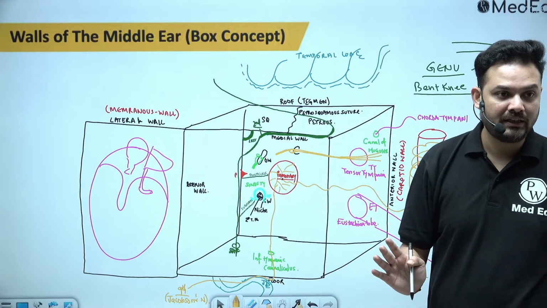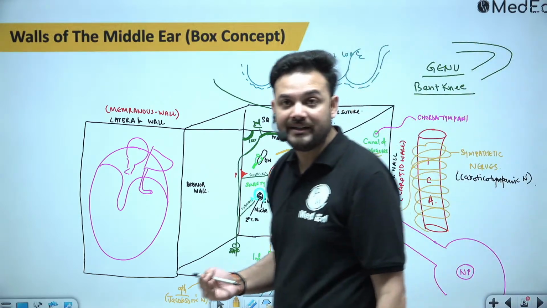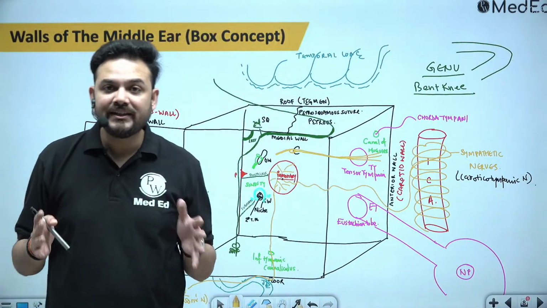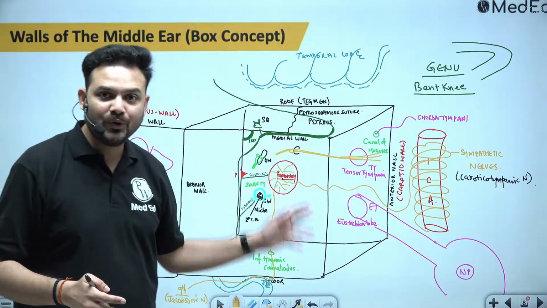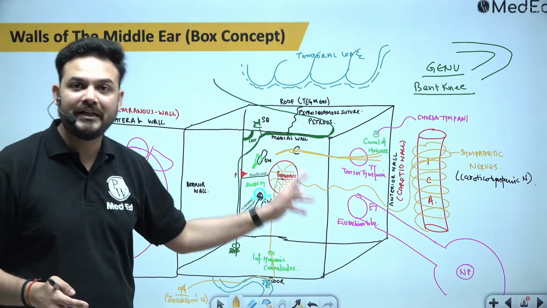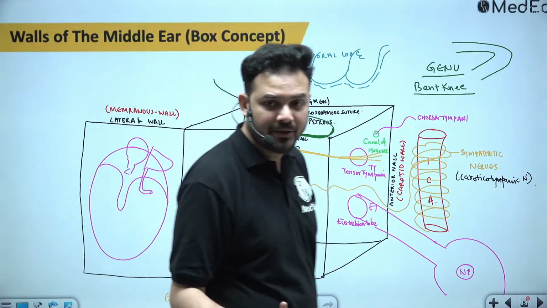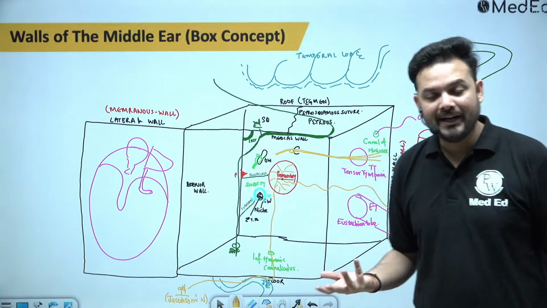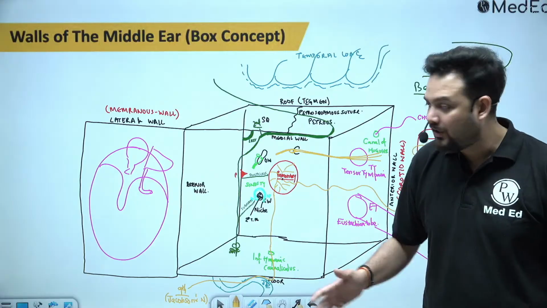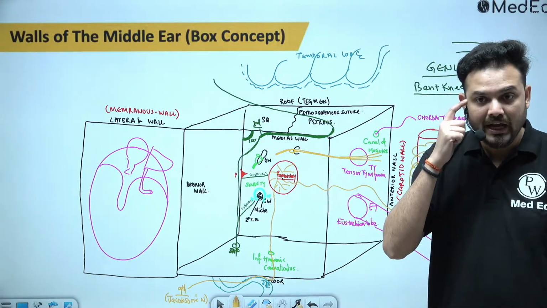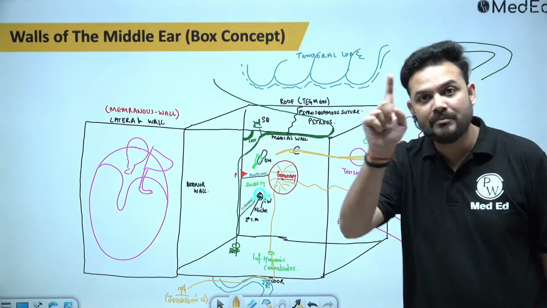Posterior wall. Okay? So I hope you guys are understanding. Is everything clear till now: roof, floor, anterior wall, lateral wall and medial wall? Great. If you have understood, we are going to move forward and start thinking about what has to be on the posterior wall.